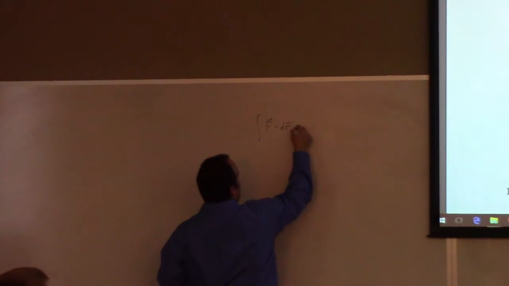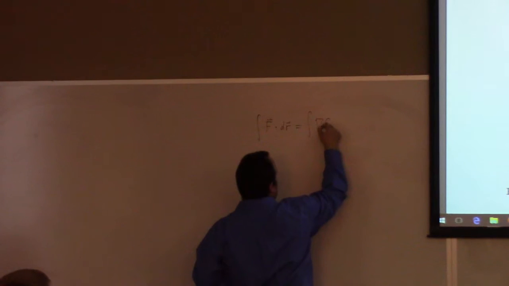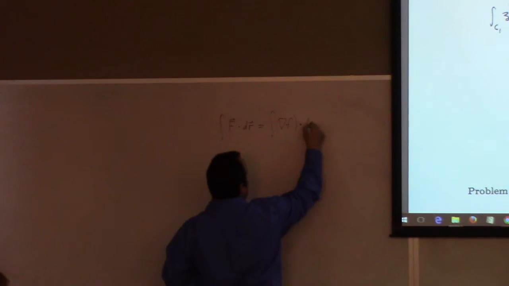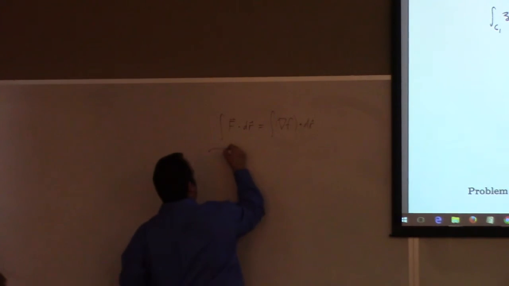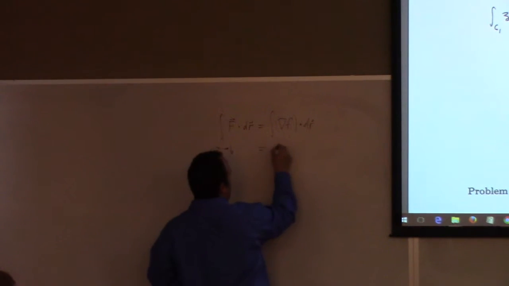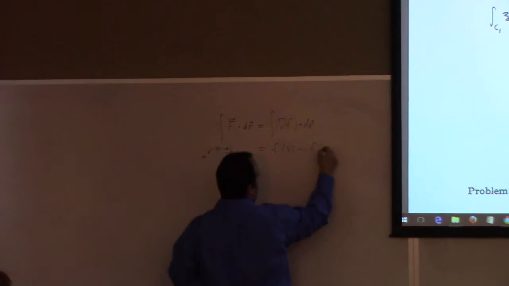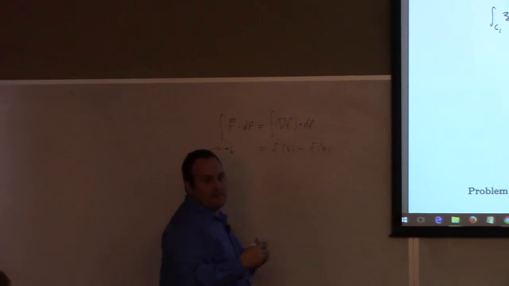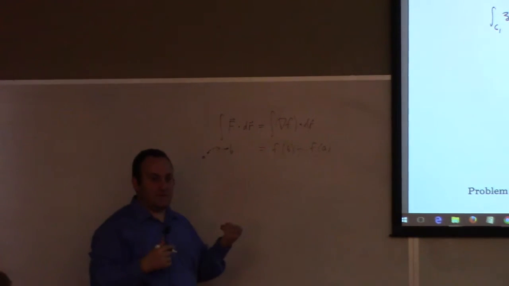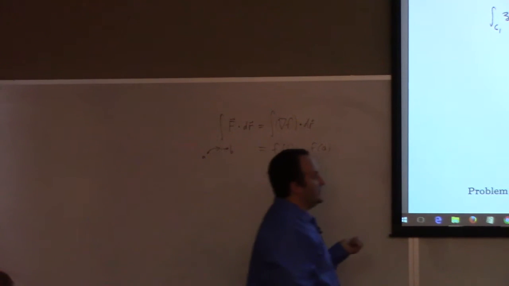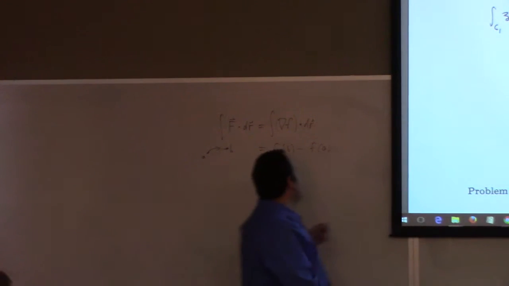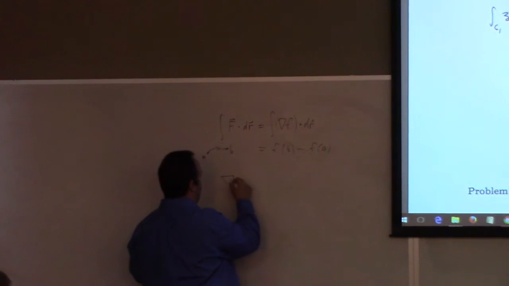If it were in fact the case that this was the gradient of some potential function, and this curve is from, say, point A to point B, then this would be f of b minus f of a. That is easier, if you can find the potential function. But you can't always find a potential function. And for this one, we could calculate the curl of f. What's the curl of f going to be?